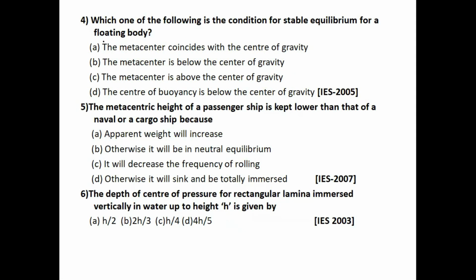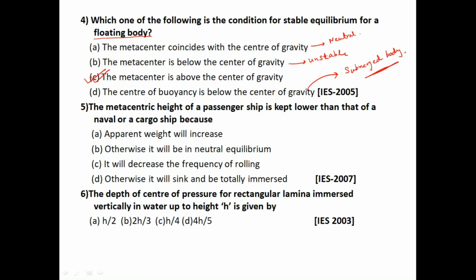For the case of a floating body, the deciding factor is the metacenter position. If the metacenter is above the center of gravity, stable equilibrium will always be there. If the metacenter is below the center of gravity, unstable equilibrium. We have already discussed this in the last classes. If the metacenter coincides with the center of gravity, neutral equilibrium. The center of buoyancy has no role with the center of gravity here. That role comes whenever it is a submerged body. So it has no role here.